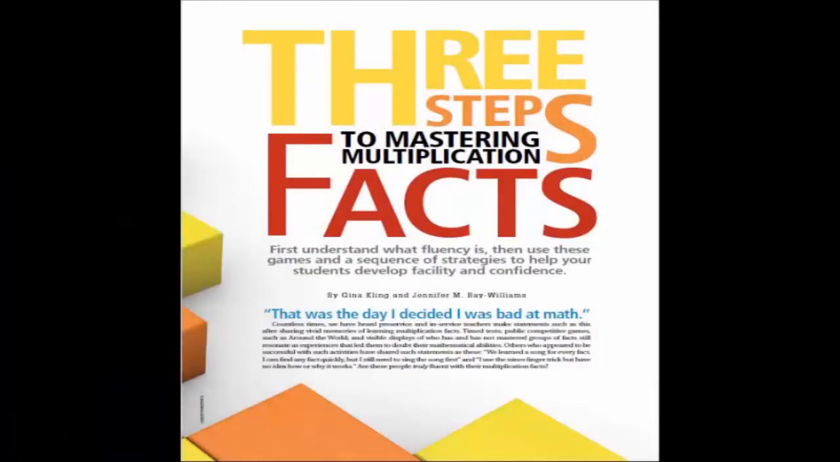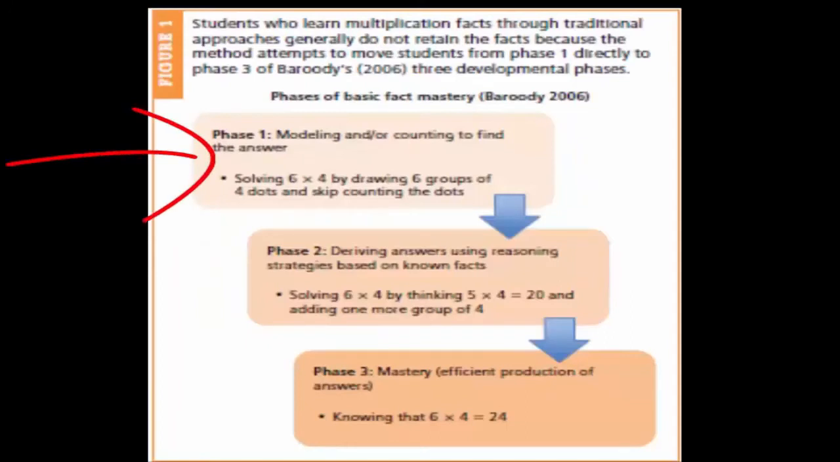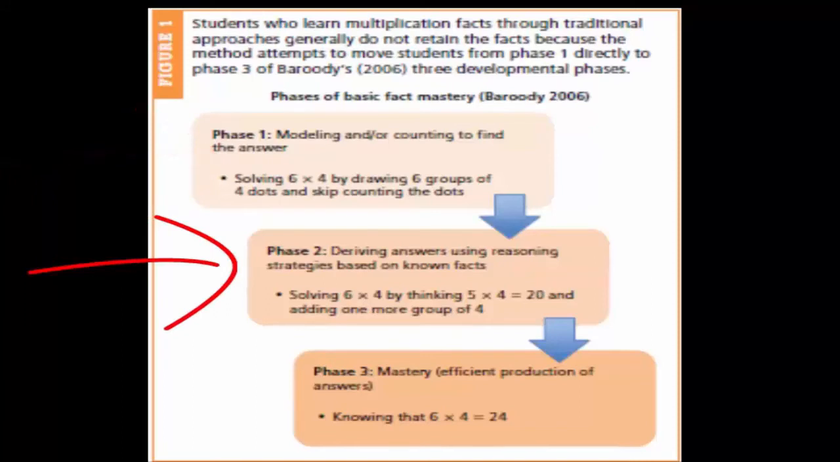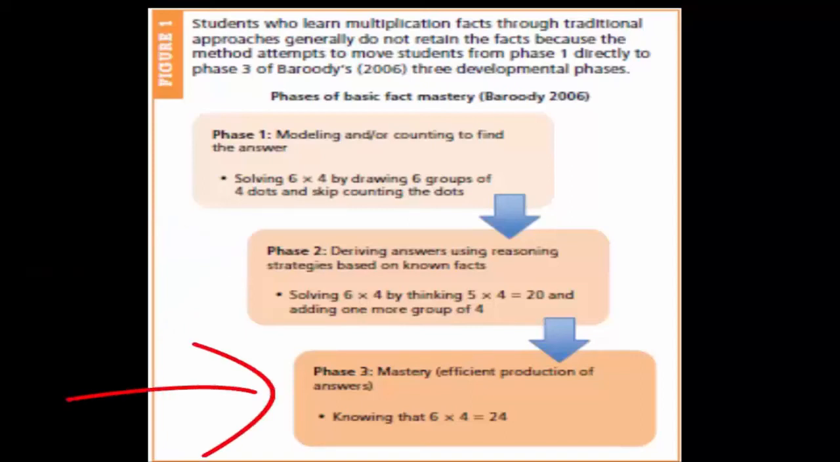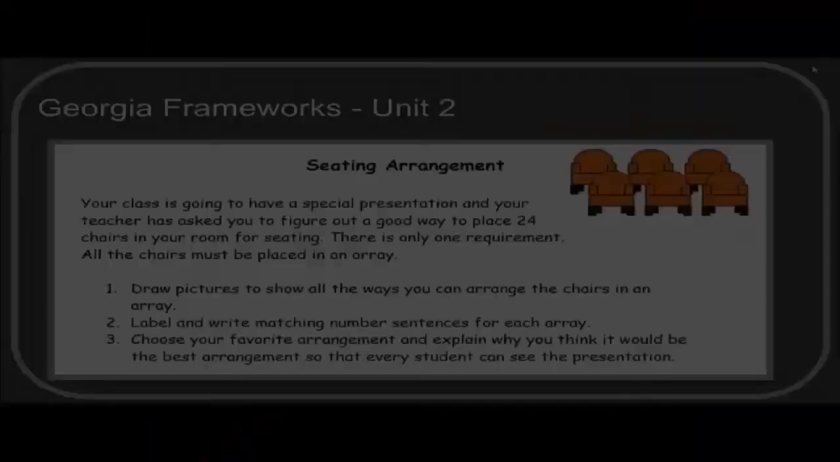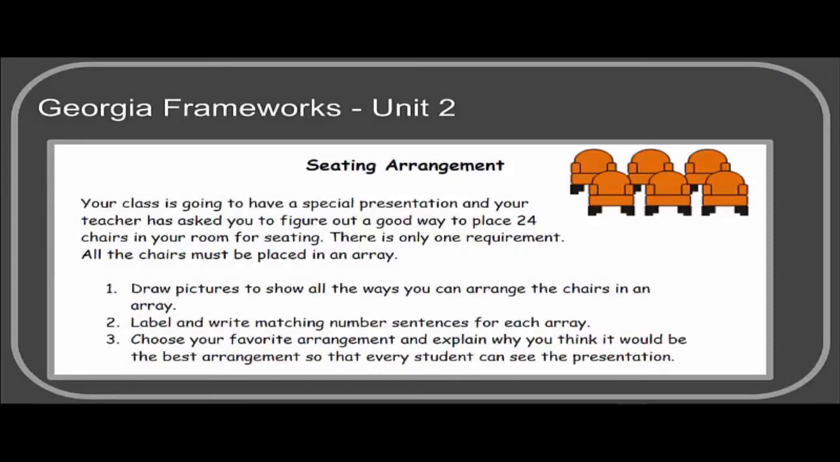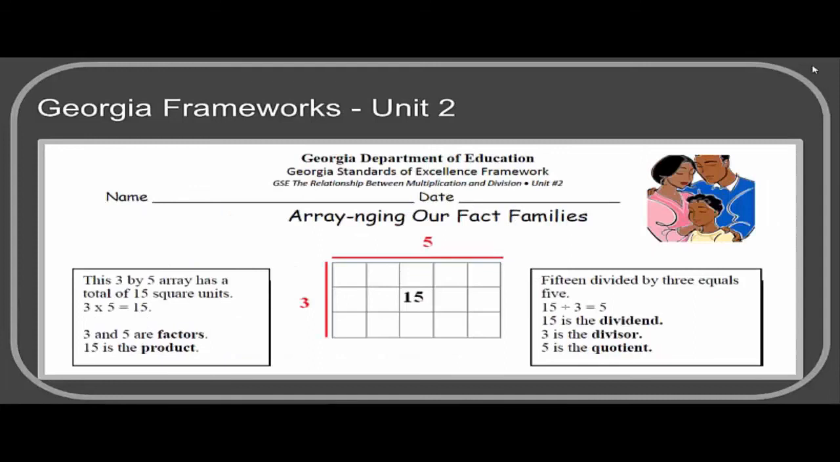Below this video, you will find a resource that shares 3 important steps to helping students master their multiplication facts. Phase 1 involves modeling and counting to find the answer. Phase 2 focuses on deriving answers using reasoning strategies based on known facts, which leads to Stage 3, when students reach mastery in automaticity. Automaticity, which is the focus of 3OA7, is a result of rich work with the multiple standards in 3rd grade, especially 3OA5. When exploring Unit 2 in the Georgia frameworks, you will find a variety of tasks that support 3OA5.